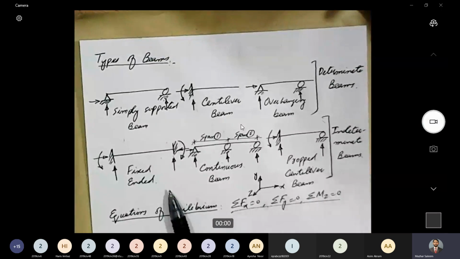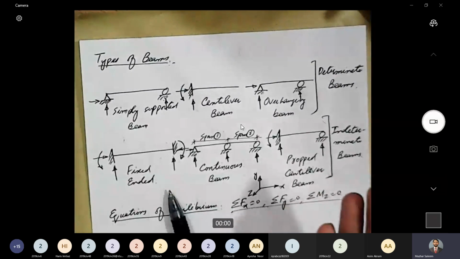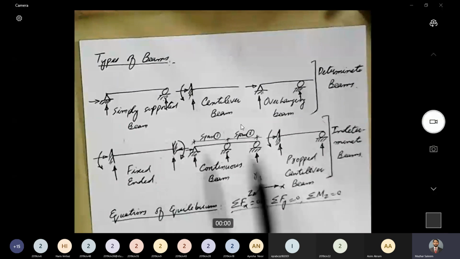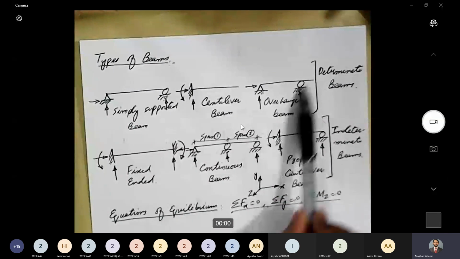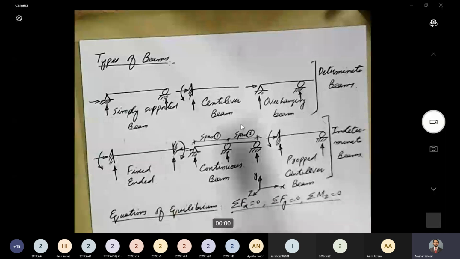In this semester, all our discussion will be about determinate beams. But it is important for you to understand what a determinate beam and an indeterminate beam are. That's why we are discussing that. Otherwise, in this semester, we will not learn the methods to analyze indeterminate beams. All our discussion will be focused on determinate beams.